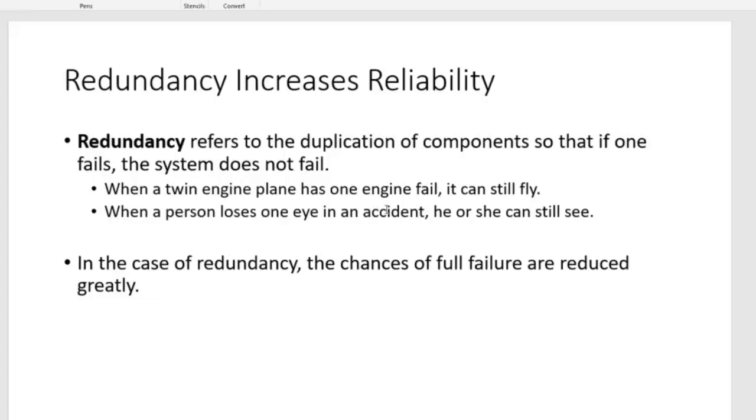When a twin-engine plane has an engine fail, it can still fly. When a person loses an eye in an accident, I hope that would be a tragedy, but he or she can still see because we've got two eyes. Whenever we can duplicate something, then the chances of full failure go down.